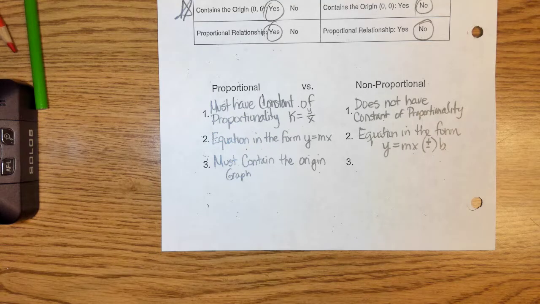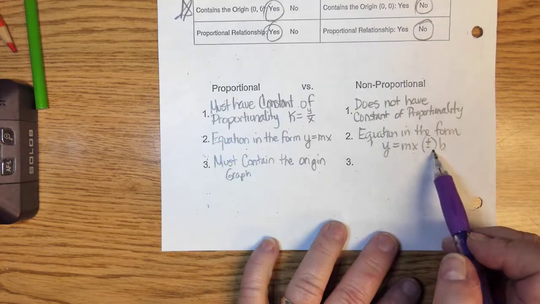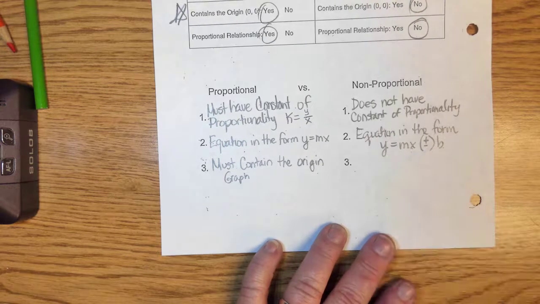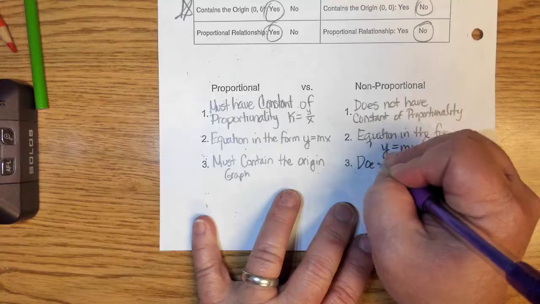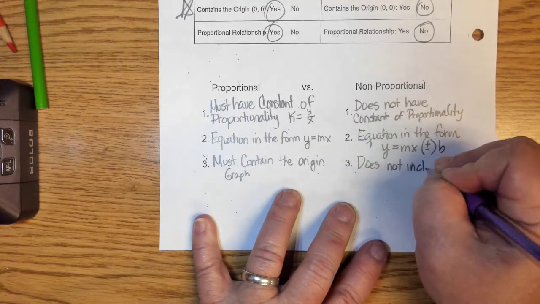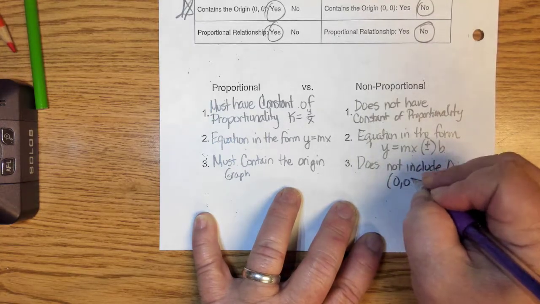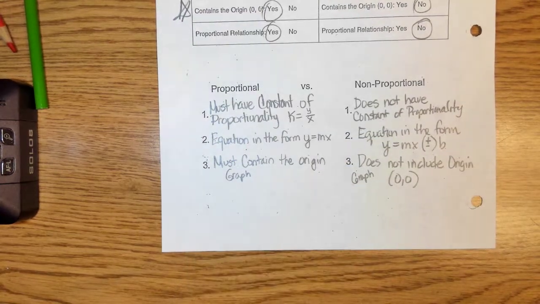So if you have an equation that has a plus or a minus sign in it, division is okay, all right? If you have 9 divided by x, you're still okay. Division and multiplication are fine. You just cannot have a plus or minus b, all right? If you see a plus or minus b, immediately non-proportional because you don't contain the origin. Does not include origin, which is obviously the value 0, 0. And yes, that's most likely seen in a graph, but you can also see that in a table.